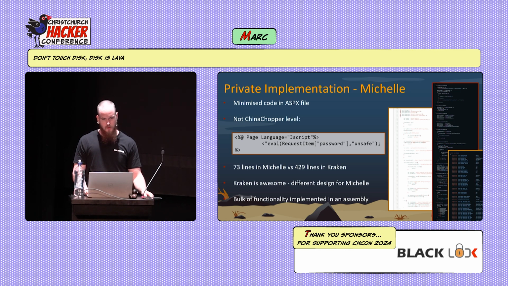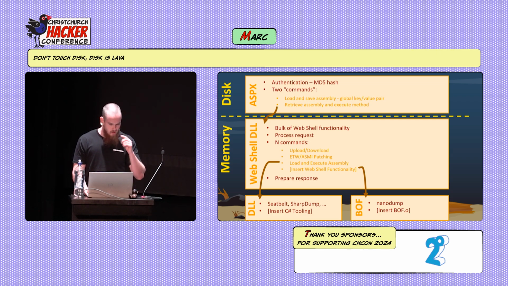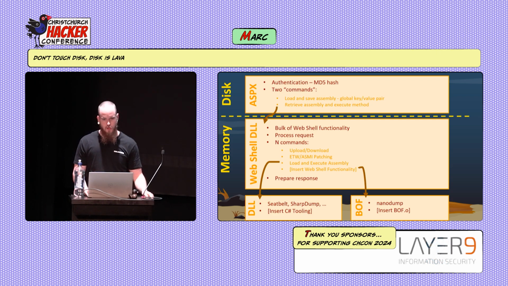And Michelle's able to achieve its minimal footprint because the bulk of the functionality is implemented in an assembly, which gets loaded into memory. So if we look at this logical diagram, it walks through the server-side components of Michelle. We obviously have a client application, which makes the web server request for the operator. But we have that ASPX file, which we drop to disk. It has authentication, so you just pass through a string, it gets hashed and compared to a hard-coded value.